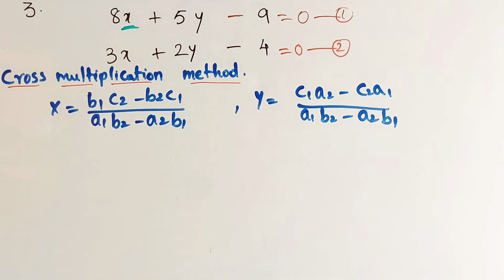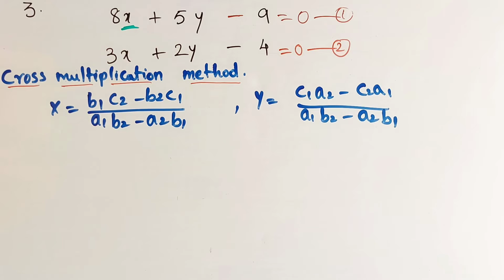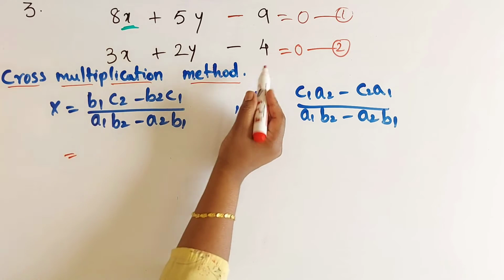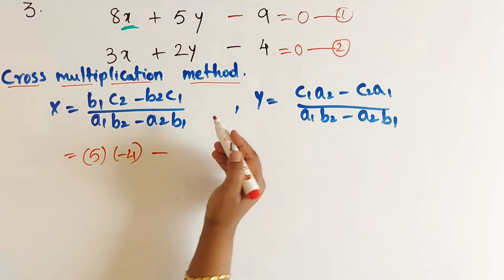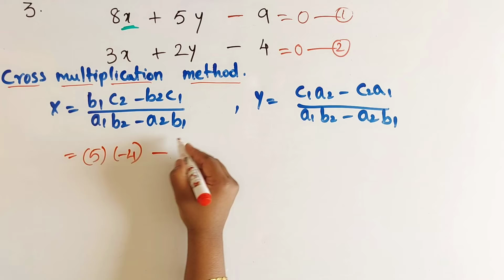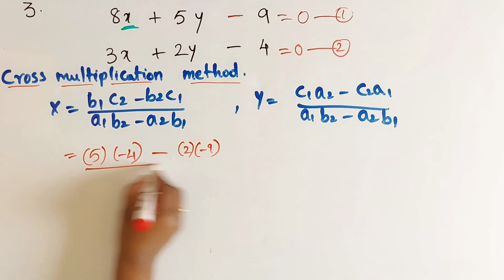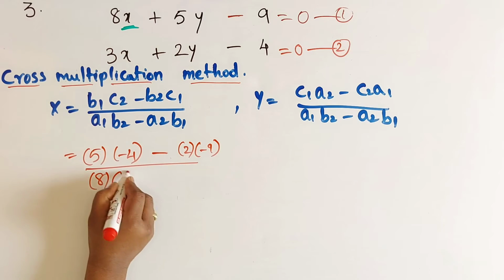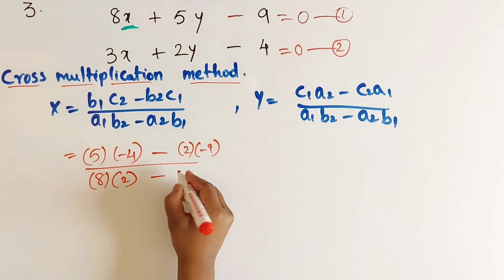Now we are finding the solution by using the cross multiplication method for the same equations. We have to use these formulas. x equal to B1 C2, B1 is 5 and C2 is minus 4, 5 into minus 4, minus of B2 C1, 2 into minus 9, children, divided by A1 B2, 8 into 2, 8 into 2, minus A2 B1, 3 into 5.